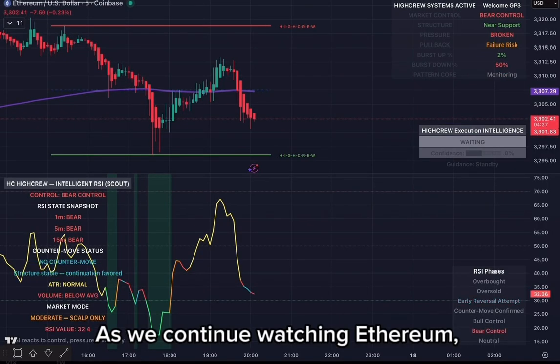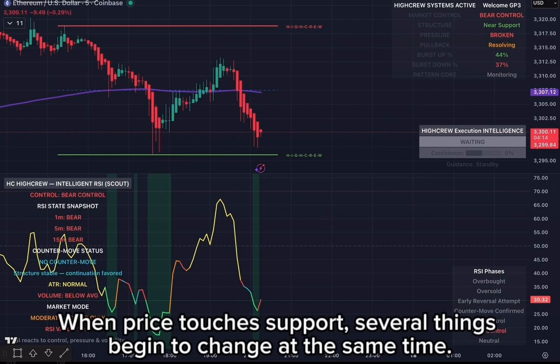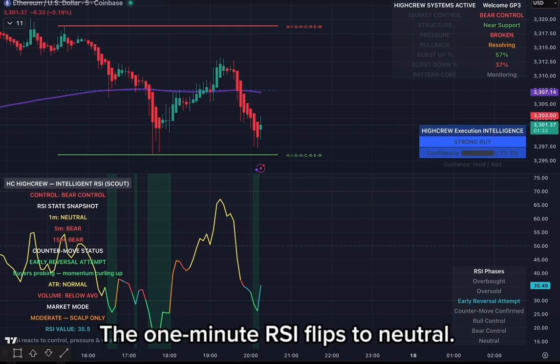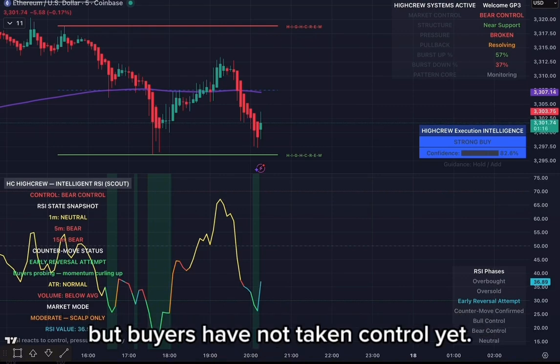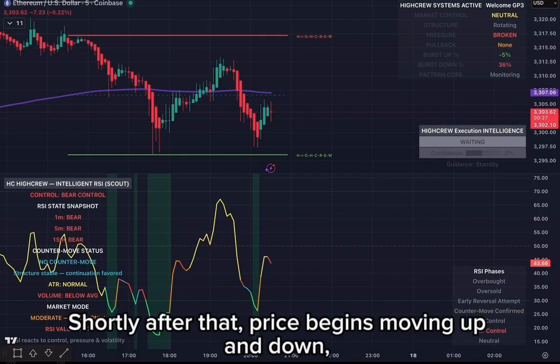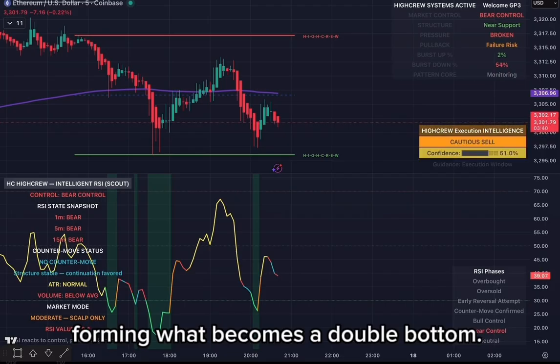As we continue watching Ethereum, price begins to move lower and eventually touches support. When price touches support, several things begin to change at the same time. The 1 minute RSI flips to neutral. That tells us sellers are no longer pressing aggressively, but buyers have not taken control yet. Shortly after that, price begins moving up and down, forming what becomes a double bottom.